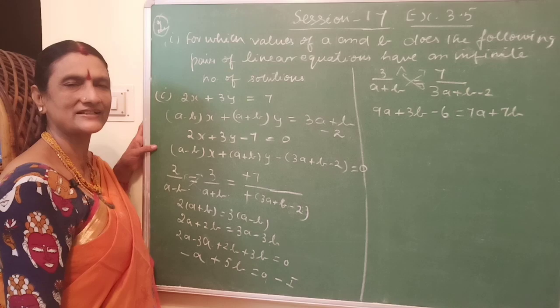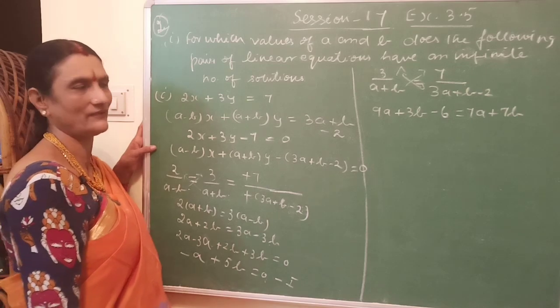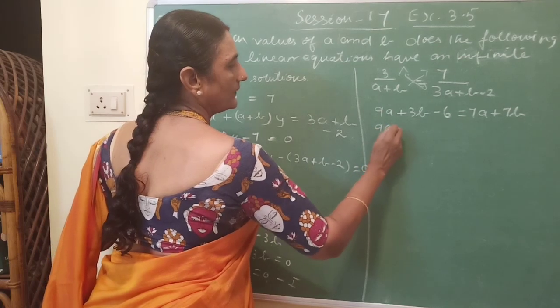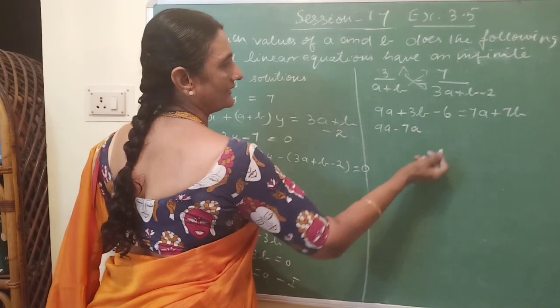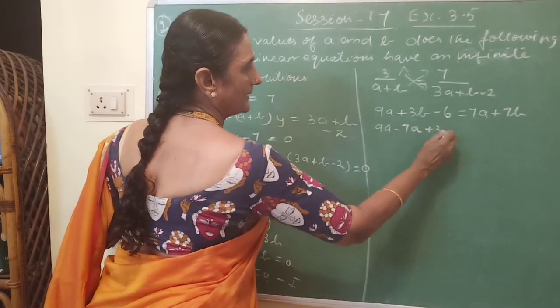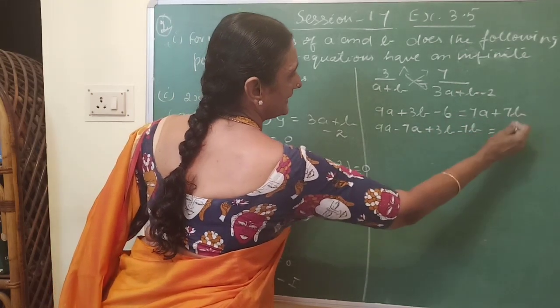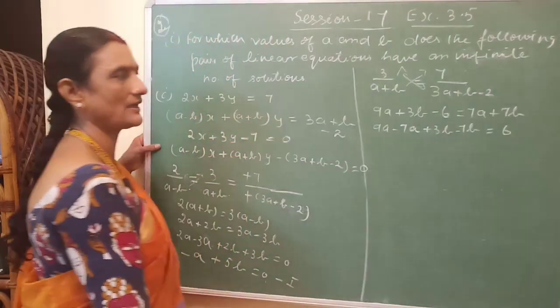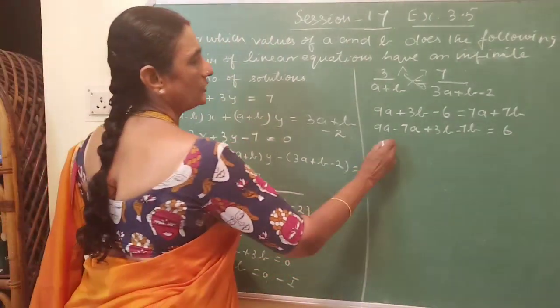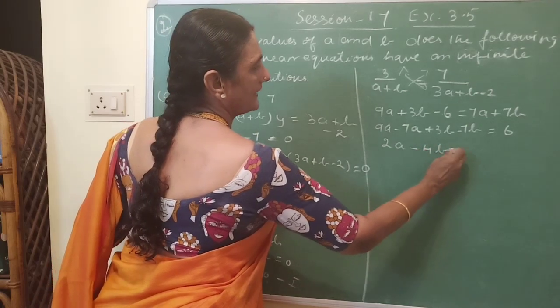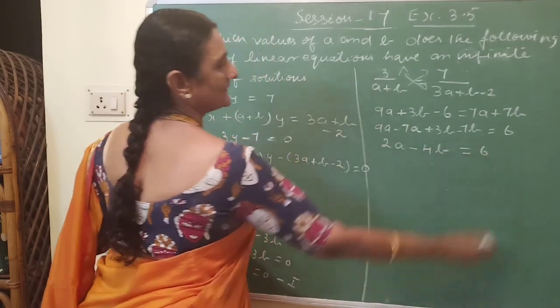Now the equations have to be written after simplification. So 9a and this 7a comes here. You will get 9a minus 7a and plus 3b and minus 7b comes here, and then that minus 6 goes to the other side. That becomes simply 6. So you will get 2a minus 4b is equal to 6.